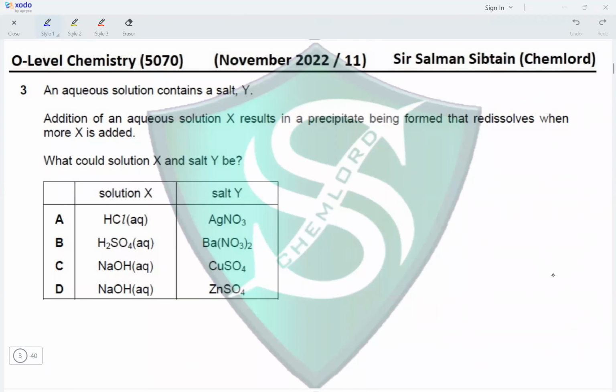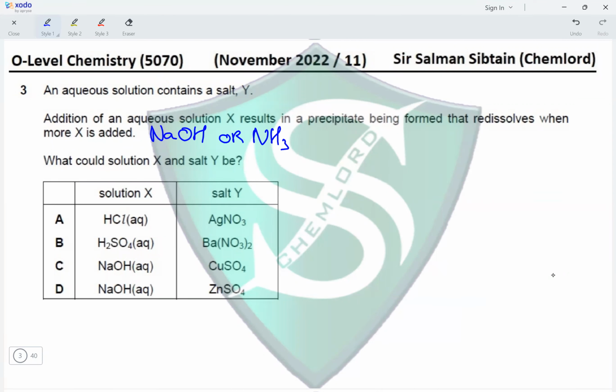Question 3. An aqueous solution contains a salt Y. The addition of an aqueous solution X results in a precipitate being formed that redissolves when more X is added. Okay. So a precipitate being formed that redissolves in a solution. So we have two possibilities. Either we add NaOH dropwise and then in excess, or we add aqueous ammonia dropwise and then in excess. So this is what solution X should be.